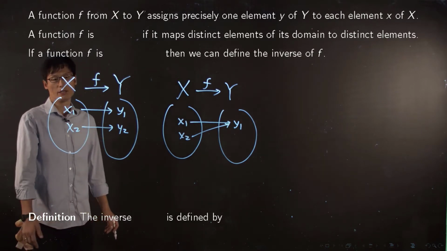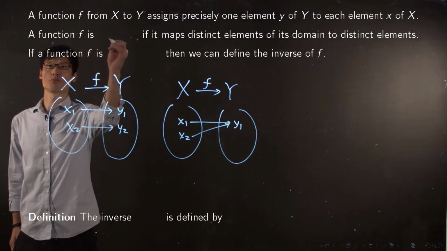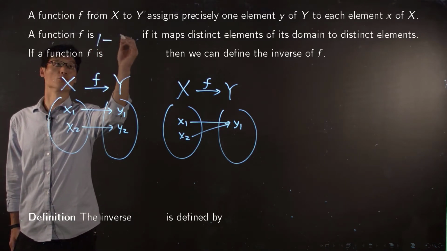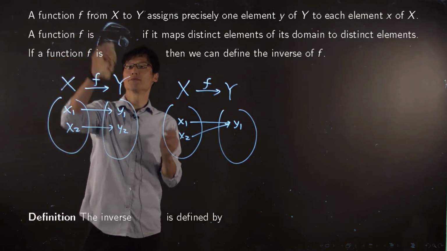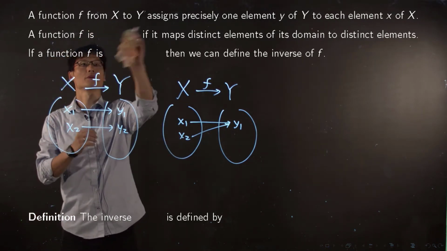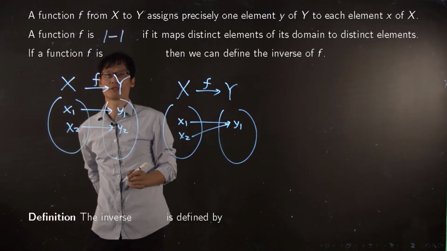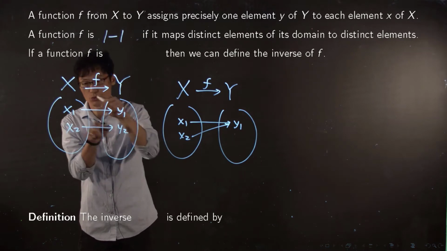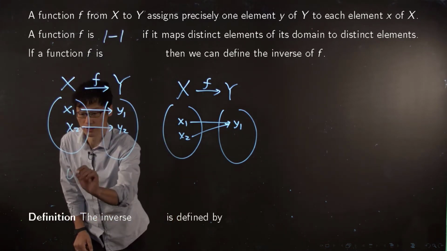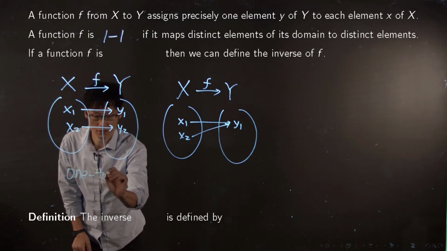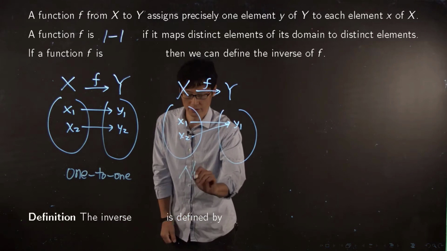Well, here is a quick definition. A function is said to be 1 to 1 if it maps distinct elements in the domain to distinct elements. So this is 1 to 1. What about this? This is not 1 to 1.